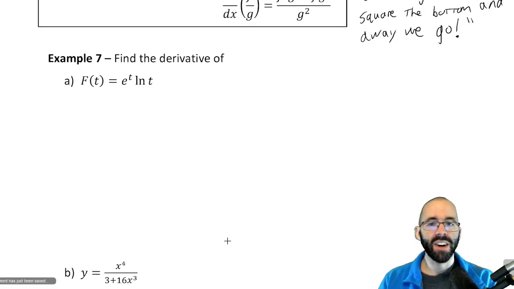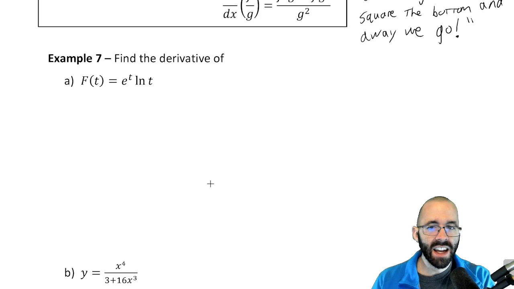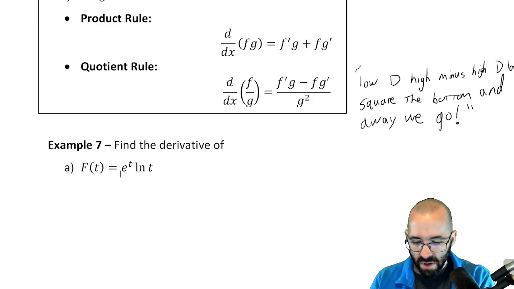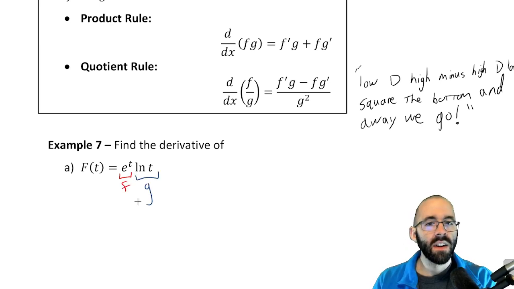Anyway, find the derivative of this function, f of t. All right, well, notice first that we do have two functions being multiplied by each other. This is the derivative of an f times a g.